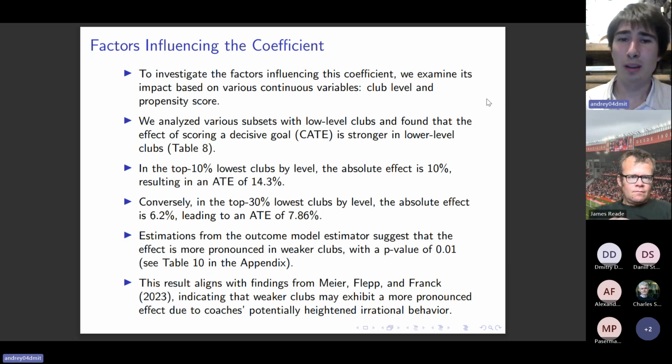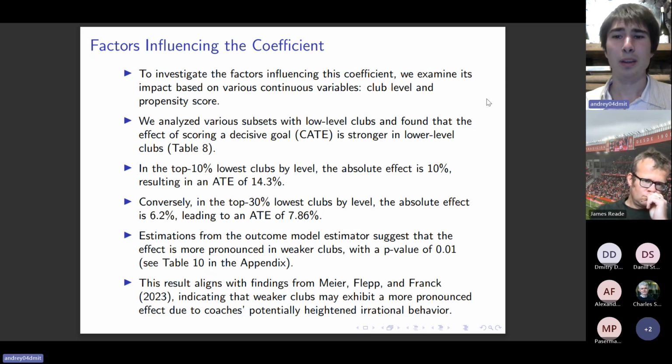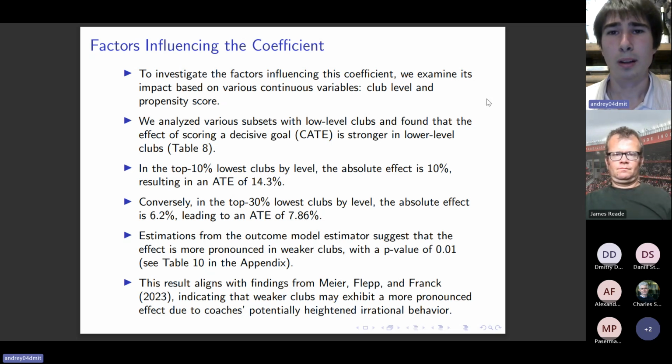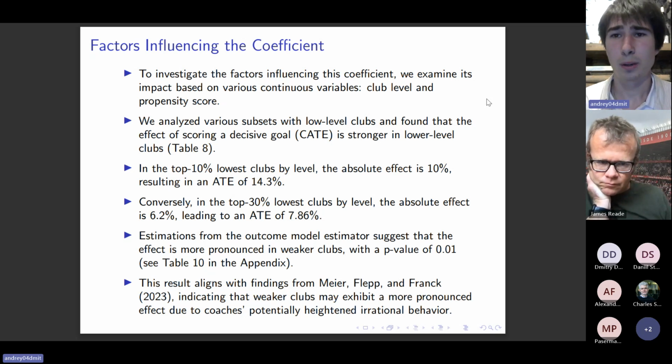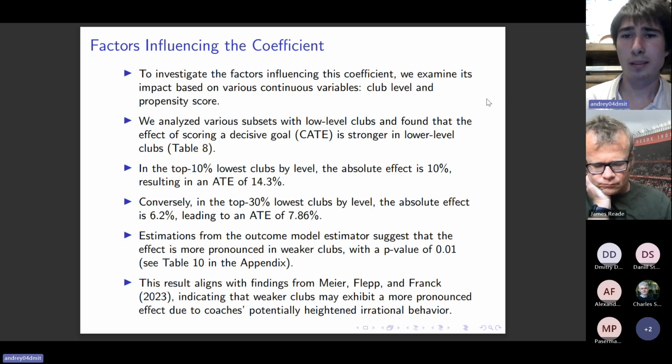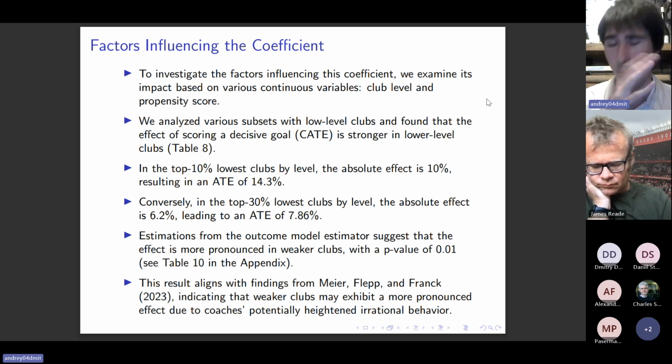Conversely, in the top 30%, the effect is a little bit less. And estimations from the outcome model estimator suggest that the effect is more pronounced in weaker clubs with a p-value of 0.001. So there are two different options to analyze the effect of a continuous variable: looking at several subsets, and looking at the main results of running the AIPW estimator. And so the effect for the club strength, with a p-value of 0.001, is with a negative slope: the stronger the club, the weaker the effect.